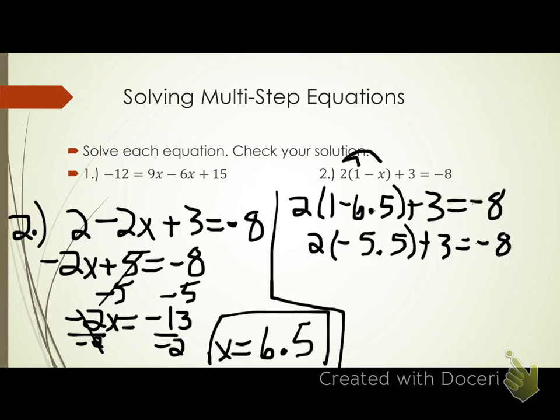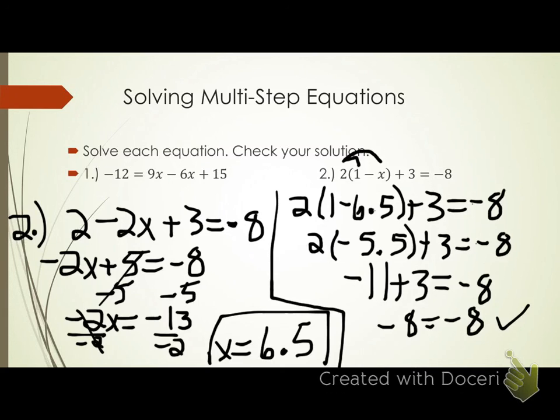What's my next step? Multiply. What's 2 times negative 5.5? Negative 11. And then finally, negative 11 plus 3? Negative 8. True or false statement? True. My answer checks out. I know 6.5 is my answer. Questions on number 2? We all good with multi-step equations?